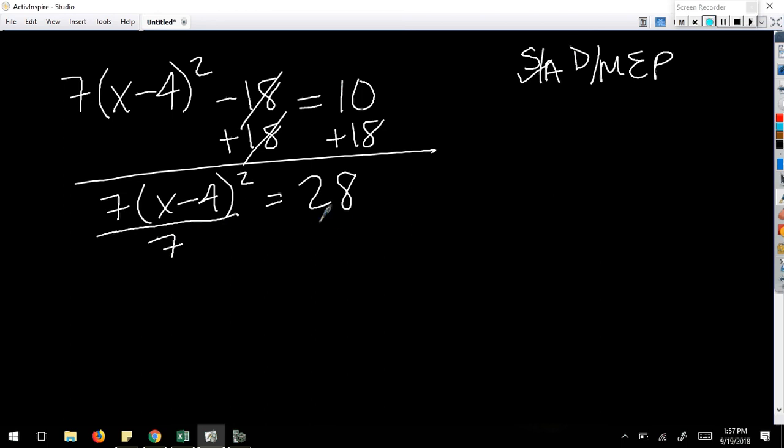What, by the way, if that had been a fraction in front instead of a whole number, what would you have done? If this 7 was like 1 over 7. You would have traded. Multiply by reciprocal. Flip it over and multiply. Don't try to divide by a fraction. Multiply by reciprocal. All right, 7s are gone. Yay, x minus 4 squared. 28 divided by 7 is 4.